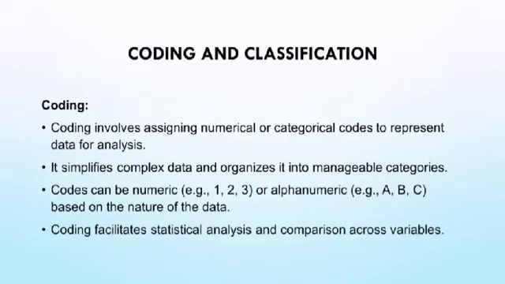Coding and classification. Coding involves assigning numerical or categorical codes to represent data for analysis. Codes can be numeric or alphanumeric based on the nature of the data. Previously I said if it is age category, age 20 means 20 to 30 will be the category. Coding facilitates statistical analysis and comparison across the variables.